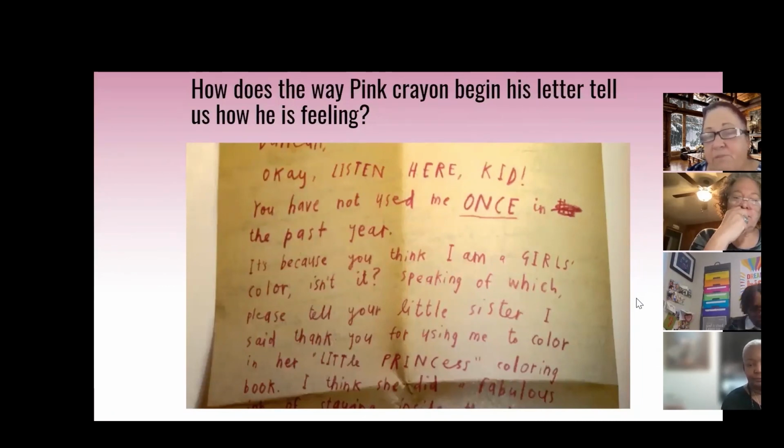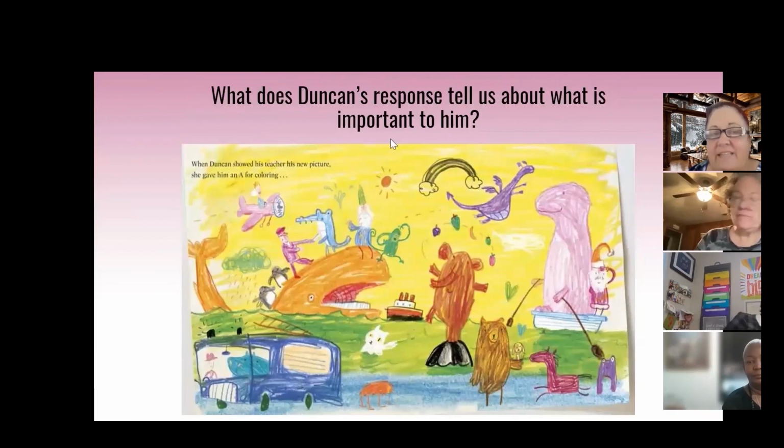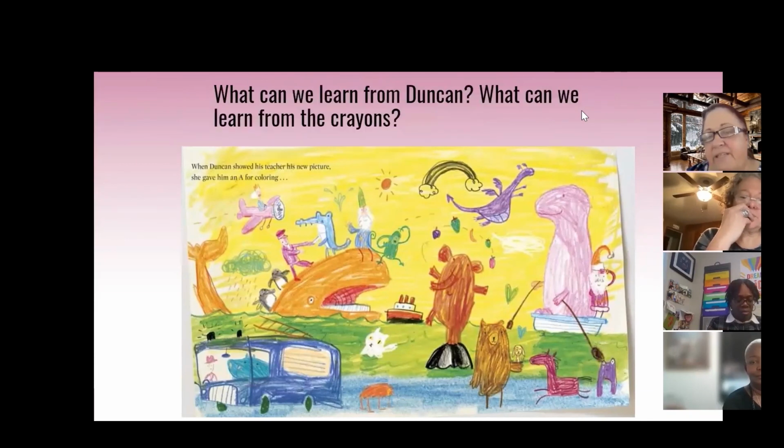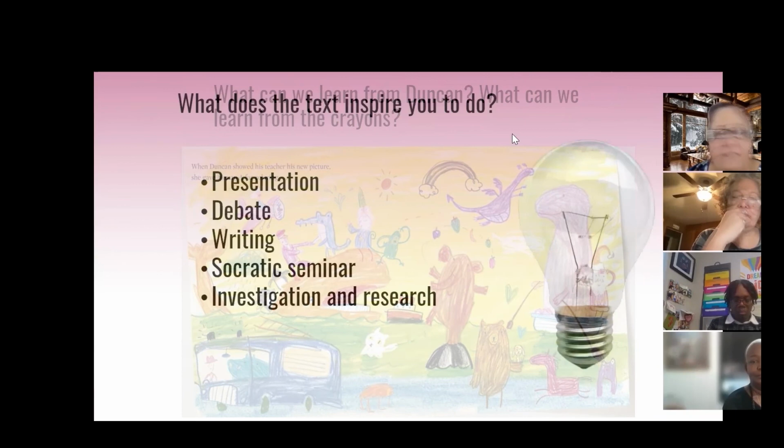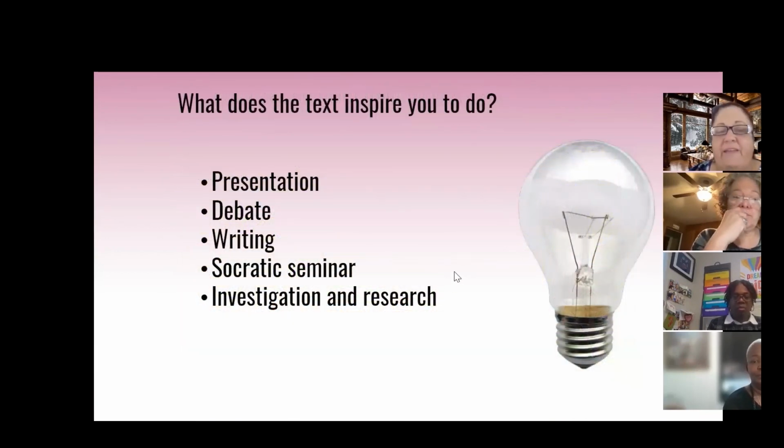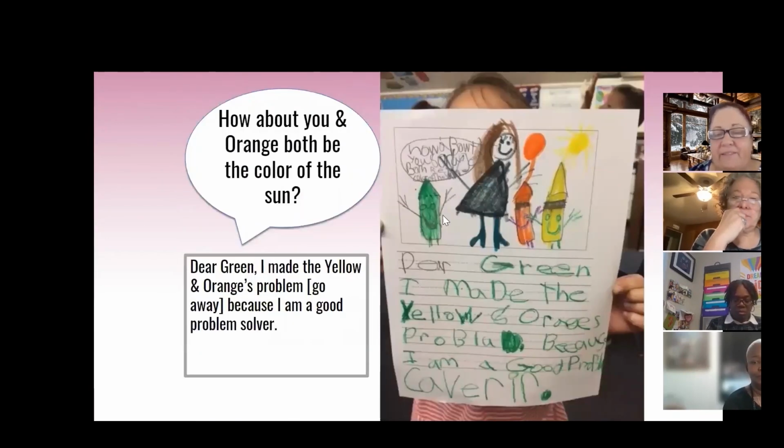With this book, it's super fun. If you want to use it, you can do one color a day. Again, you don't have to do one every day. You don't have to do the whole book at one time. And I love this last question: how does Duncan's response tell us what is important to him? It's really getting to viewpoint, so it takes it up to a much higher level. And what can we learn from the crayons? I wanted to share that with you. And then getting kids to write about it. So here's what a child wrote about it.